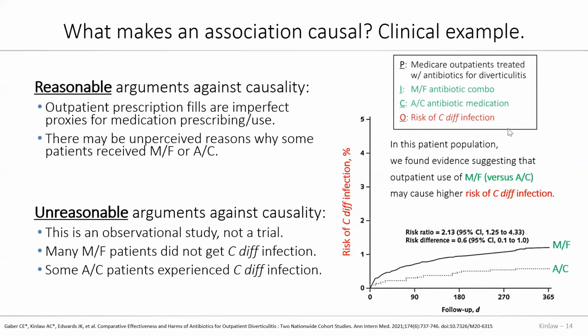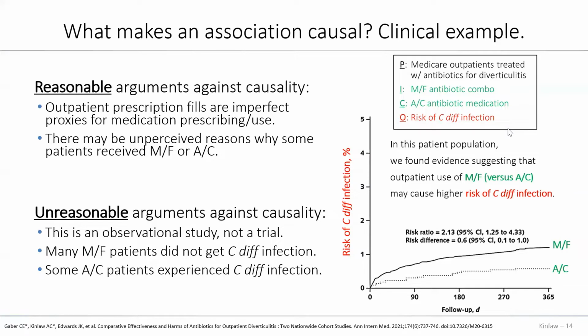So we interpret this as a potentially causal association, but with appropriate caution. Some reasonable arguments against this being a causal association are that outpatient prescription fills are imperfect proxies for medication prescribing, the consistency rule. And there might be some unmeasured systemic reasons why some patients received ciproflagyl while others received amoxiclav. I also show some examples of what would not be reasonable arguments against this being a causal association. These are the kinds that you should stay away from. First is that, well, this is an observational study. It wasn't a randomized trial. We'll get into reasons next session about why a trial would not work for this question.